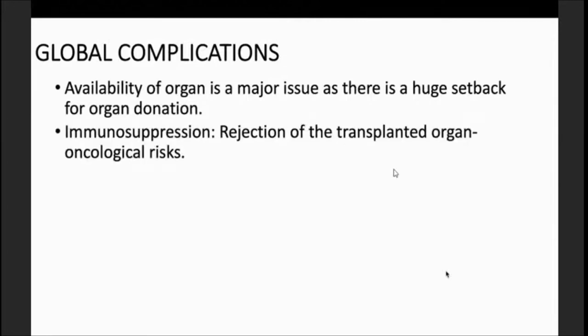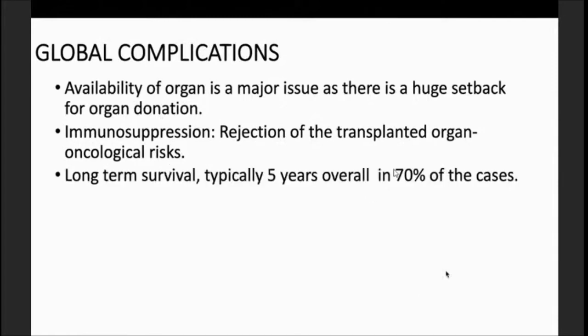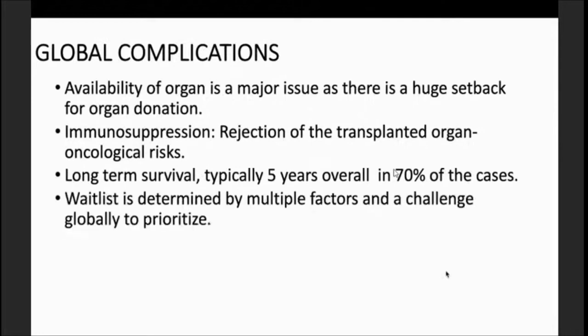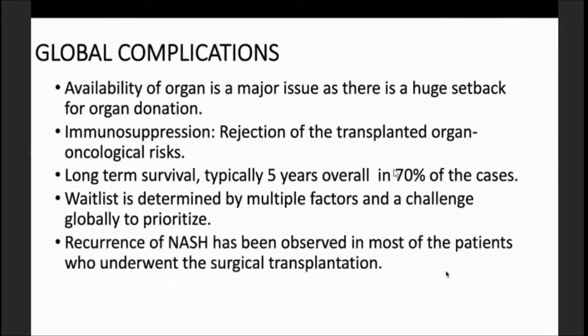Immunosuppression, rejection of the transplant organ, followed by oncological risks. Long-term survival is typically 5 years in overall 70% of the cases though. And the wait list, not to be a limiting factor, is determined by multiple factors and is also a challenge globally to prioritize at what age group, who gets it, like is the organ readily viable for everybody, and among the waitlist persons, an organ can be available, but it could not be compatible with the person or the donor itself.